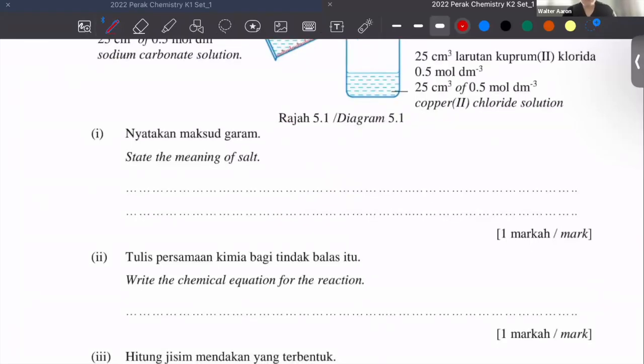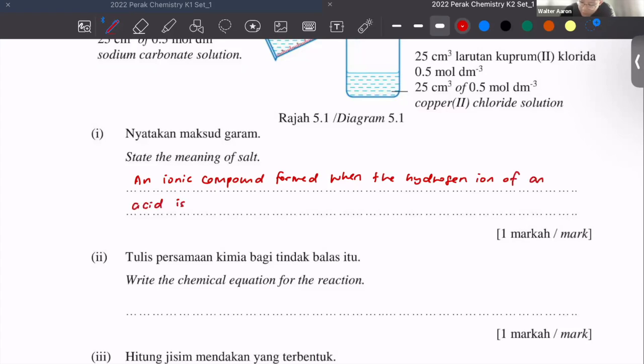So state the meaning of salt. I think salt is very simple. You can just put there an ionic compound formed when a hydrogen ion of an acid is replaced with a metal ion.